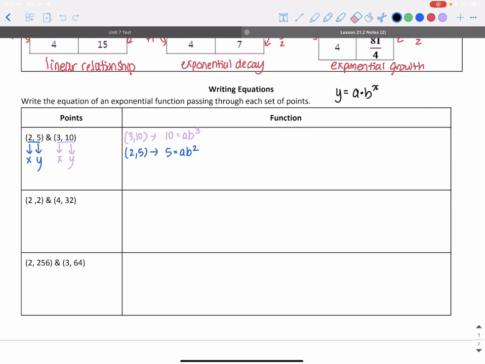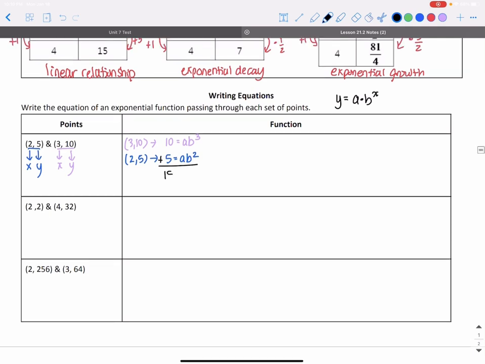But if I added the left hand sides together and I added the right hand sides together, I would get 15 is equal to ab cubed plus ab squared, since they're not like terms, and that's not going to help me. I didn't eliminate anything, so that doesn't work, which means subtraction doesn't work.